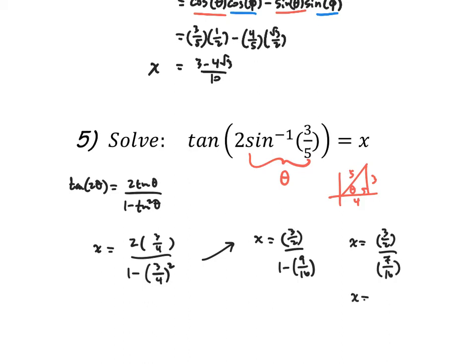Okay, dividing by a fraction is the same as multiplying by a reciprocal, which would be 16/7. Therefore, we get a reduction. That would become an 8, so we would get x equals 24 over 7. So the tangent of 2 sine inverse of 3/5 ends up equaling 24/7.